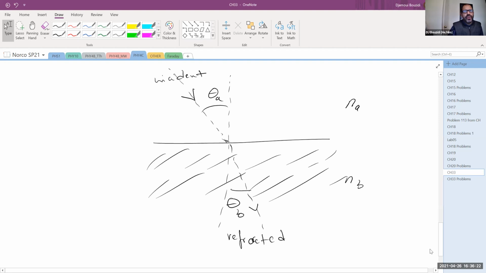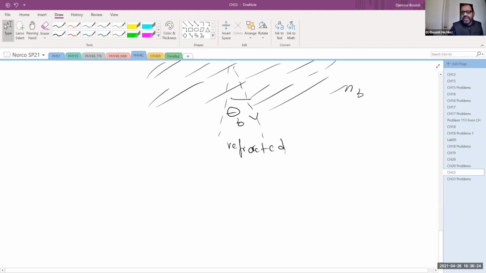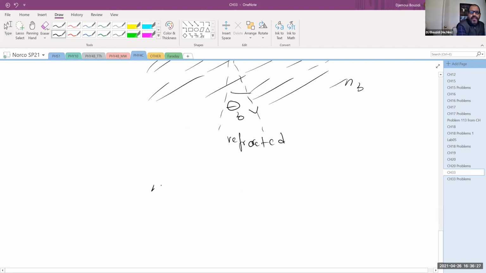We're going to prove this stuff, by the way. The second law says the following, that n_A sine of theta A is equal to n_B sine of theta B. So this is law number 2.